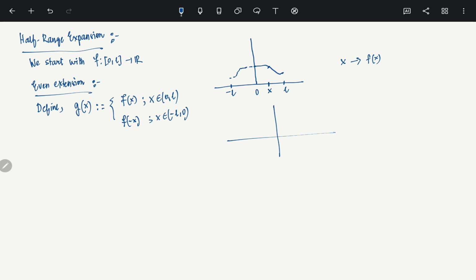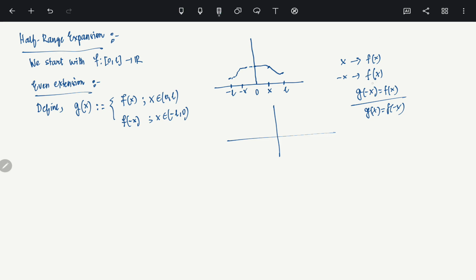Something like this. So we want, you understand, right? It's symmetric. Basically the same thing here. So at the point minus x, we want the functional value to be f of x. We want g of minus x to be f of x. You understand? So basically g of x has to be f of minus x, right?